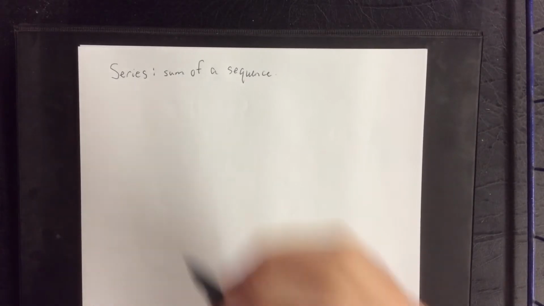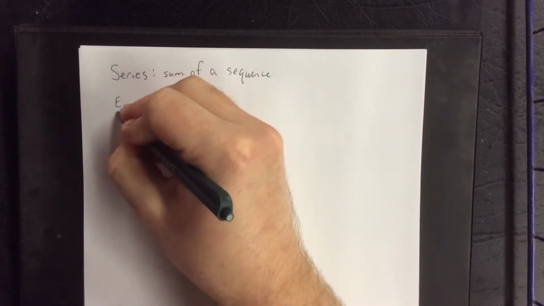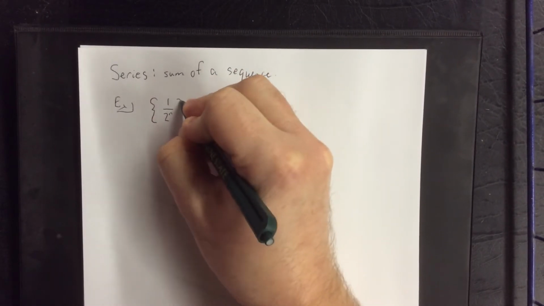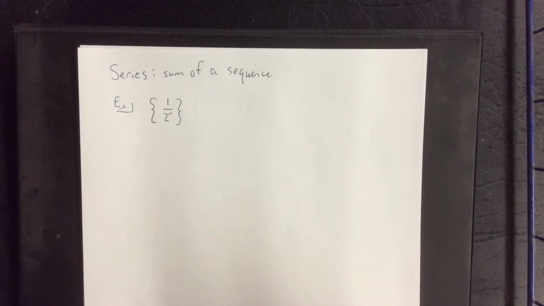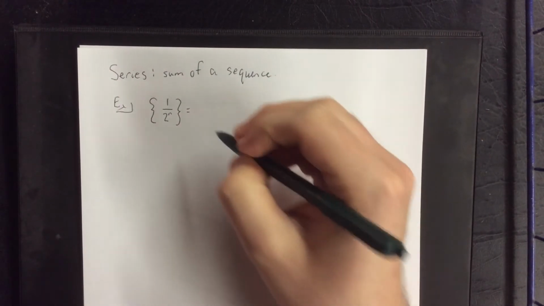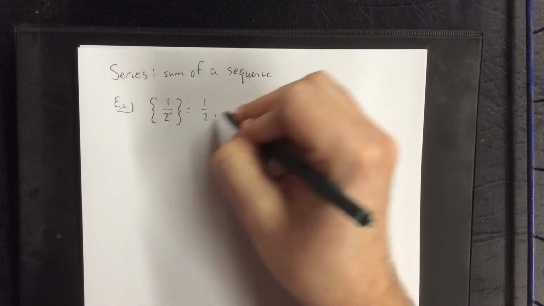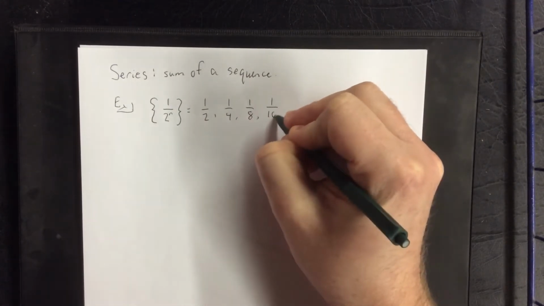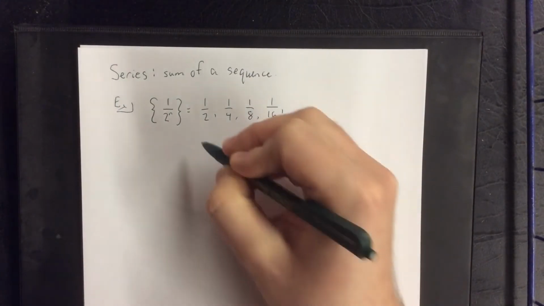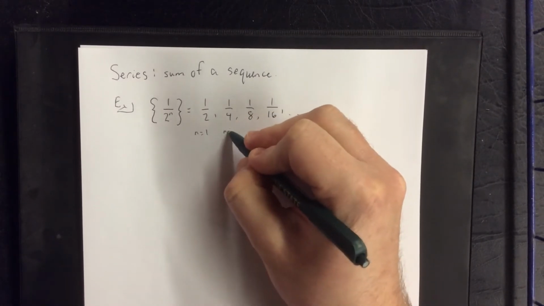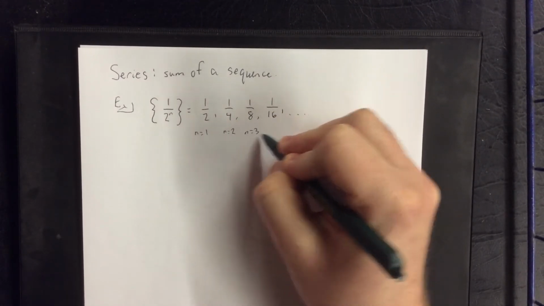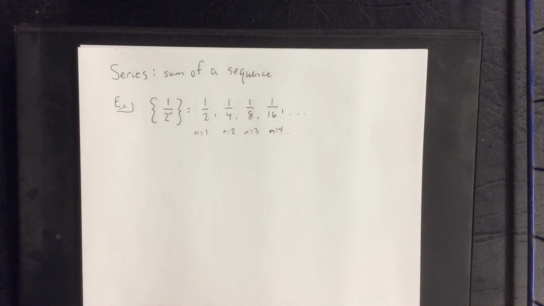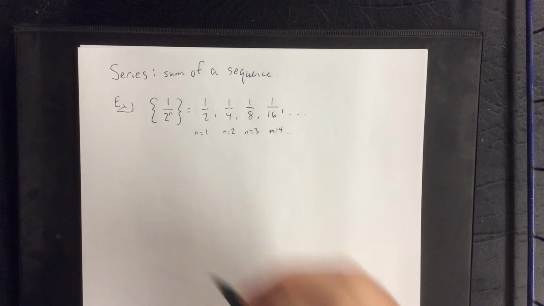To give you an idea of what this will look like, here is an example of a sequence. An example of the sequence is going to be 1 over 2 raised to the n power. If we were to start at n equals 1, we would get 1/2, 1/4, 1/8, 1/16, and so forth and so on, corresponding to n equals 1, n equals 2, n equals 3, n equals 4, and so forth and so on.